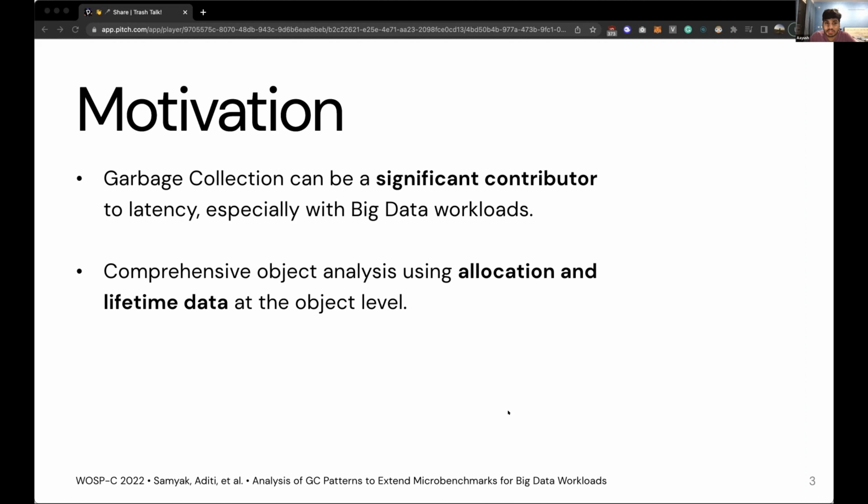Comprehensive object analysis using allocation and lifetime data at the object level requires a lot of profiling from the JVM. Although a lot of tools exist that provide GC details, heap space usage, CPU usage, and so on, they lack granularity of data. Object level data can be used to perform lifetime analysis, and with class and allocation site information, one can find the exact line of code where a large amount of objects are being allocated and of which type.